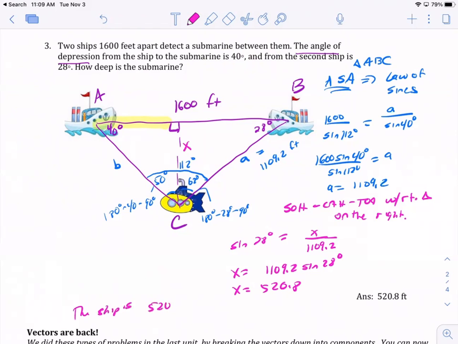So the ship is 520.8 feet deep. I like to answer these questions in a sentence. I know some teachers don't require you to do that, but I think it's a nice way to make sure that you're answering the question, not just saying what x is.